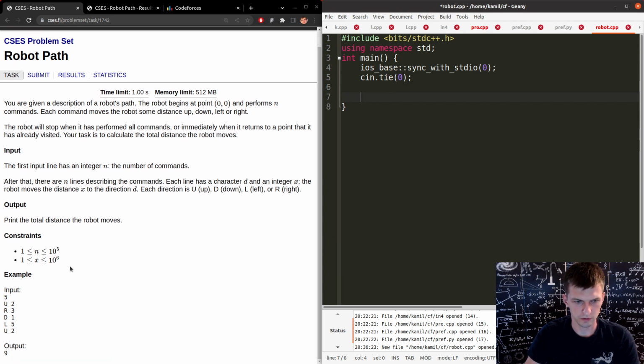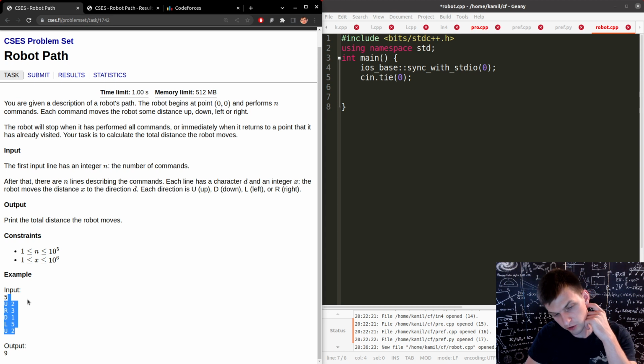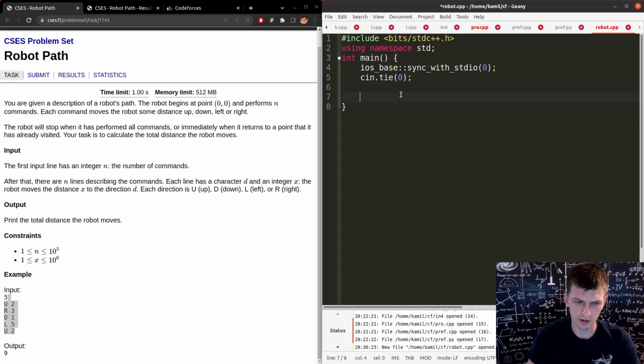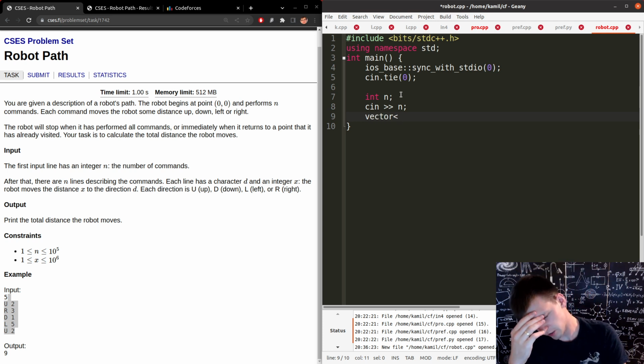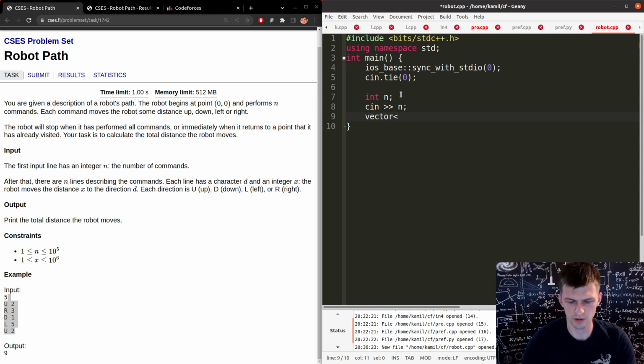What do we have here? N, and then a series of commands. I need to store that because then we'll binary search through it. Should I just store characters? I guess so. I will call it input.